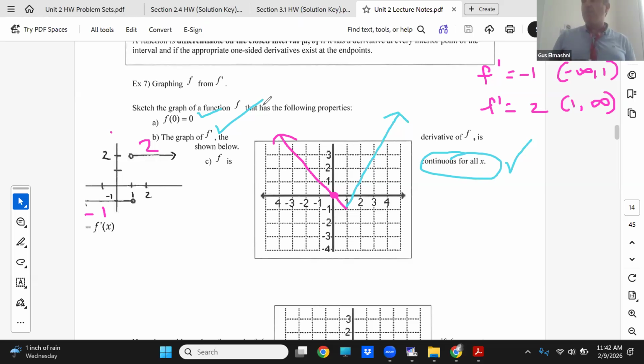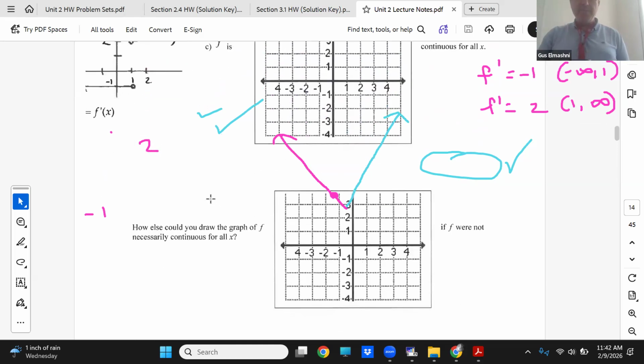So this is going in reverse. I gave you the derivative graph. I wanted the original graph. But what I did was I first located 0 comma 0 and drew the slope that it belonged to. 0 comma 0 belonged to that first derivative, -1, the one from -infinity to 1 for that interval. Then I did the other one after that.